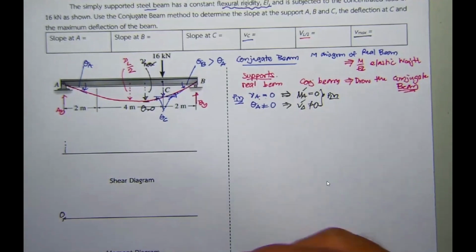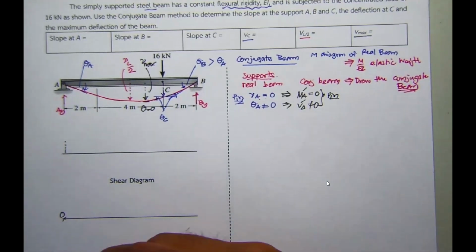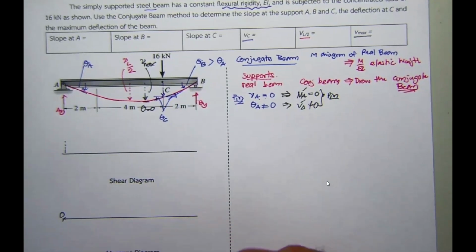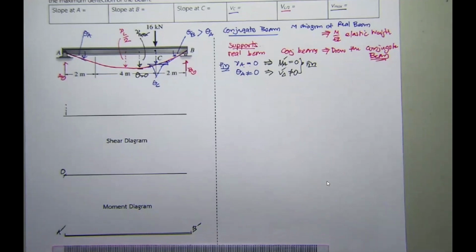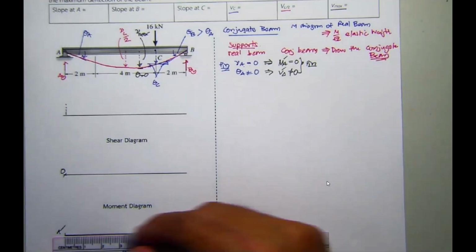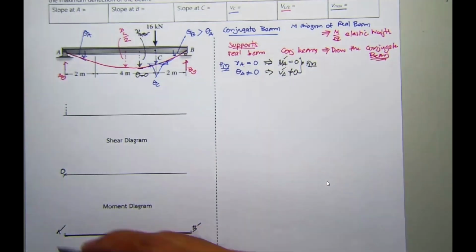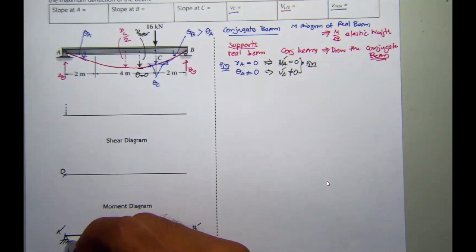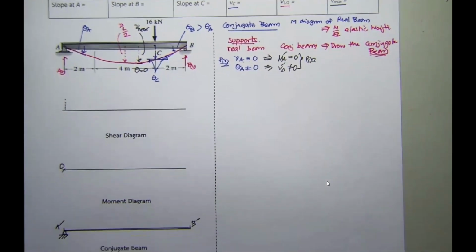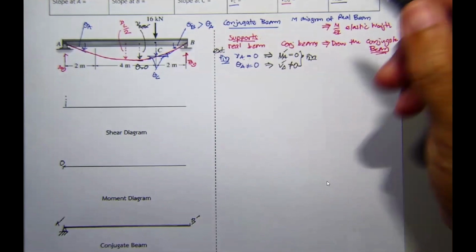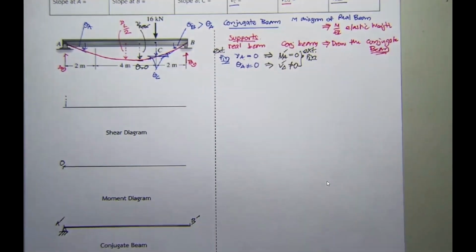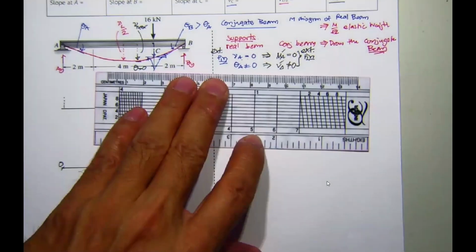So you're going to draw the conjugate beam with the 8 meter length. This is going to change to A prime, and this is going to change to B prime. Draw the conjugate beam over here, A prime and B prime, with the support at A being the same as the pin. In reality, the external pin on the real beam is going to be the external pin on the conjugate beam. This is our first consideration.